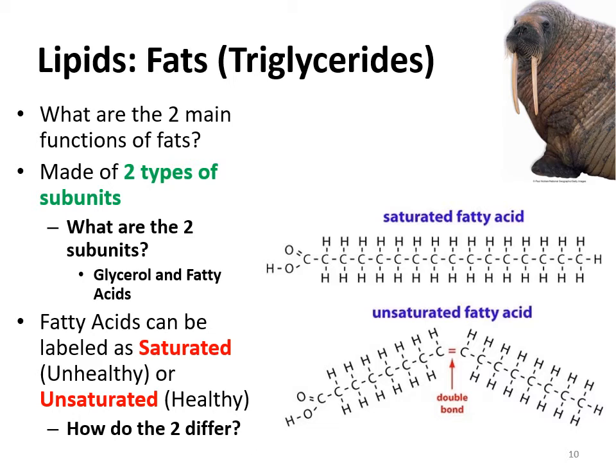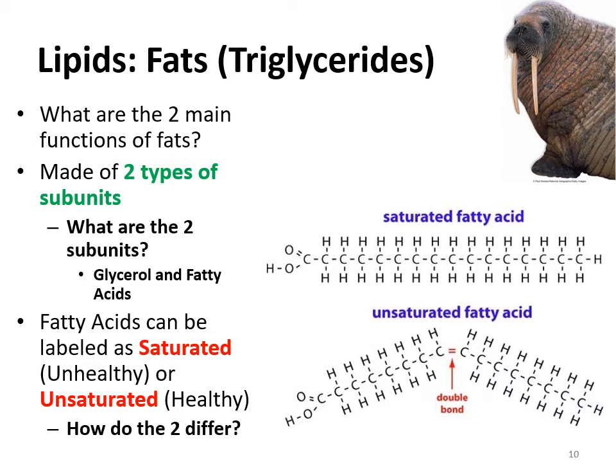So make sure you write down the 2 main functions of fats are insulation, which you can see, big creatures like this guy here, they have a lot of fat for insulation, and it's called blubber. And fats are also important for long-term energy storage, where animals can break down that fat when they end up needing it in a time of crisis. Now, fats are made up of 2 subunits.